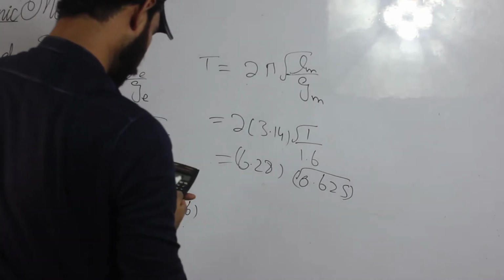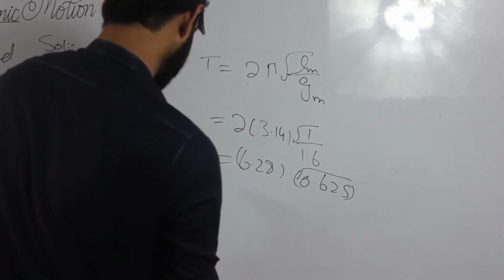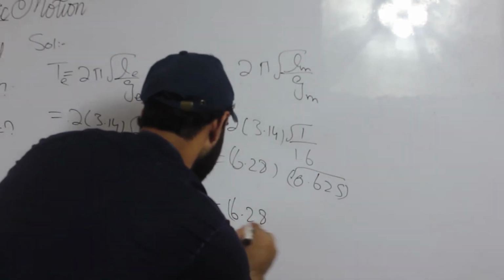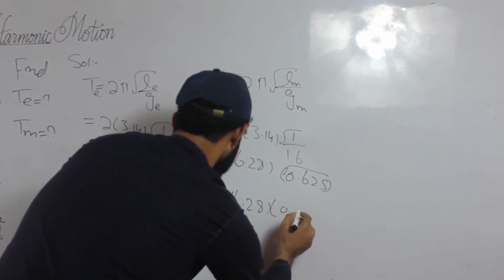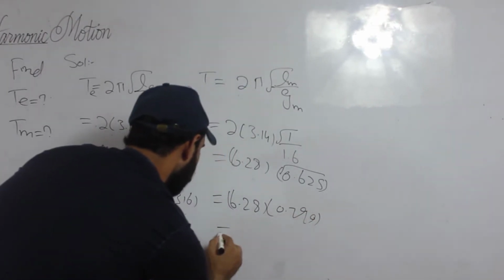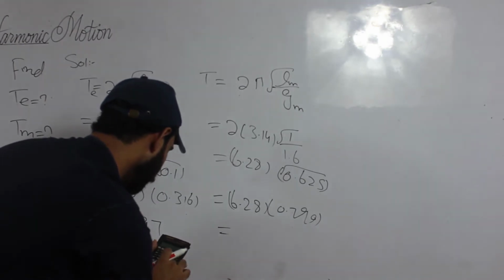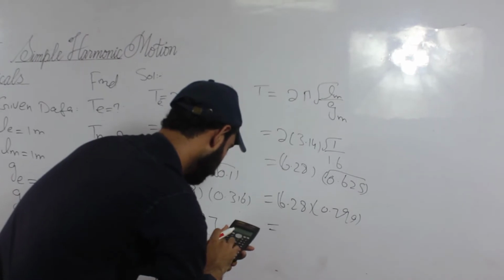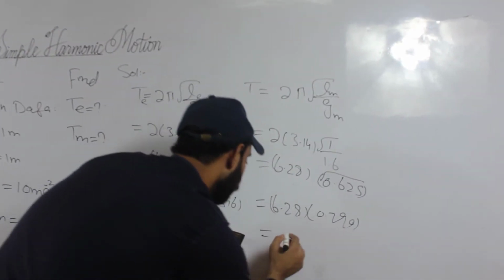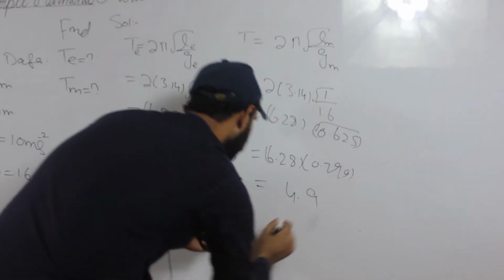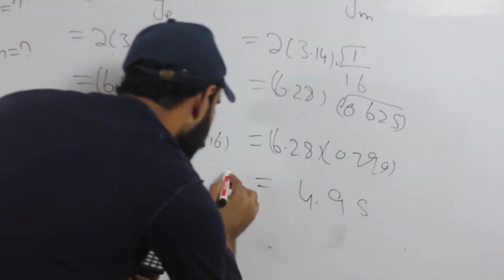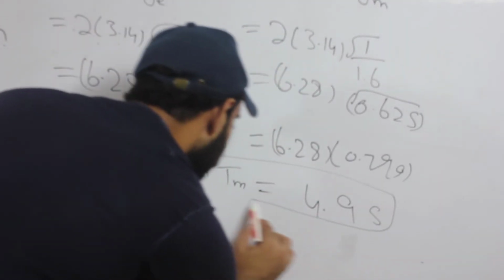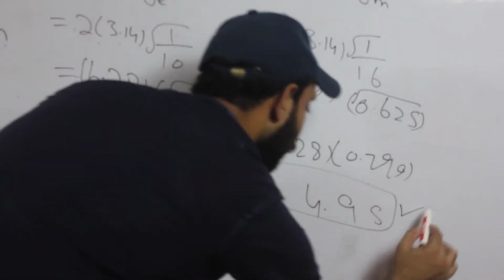One divided by 1.6 is 0.625, and taking the square root, we will get 0.790. Multiply both these, 6.28 multiplied by 0.790, we will get 4.9. So this is the value of the time period on the surface of the moon. These are the two values we had to find in this numerical.